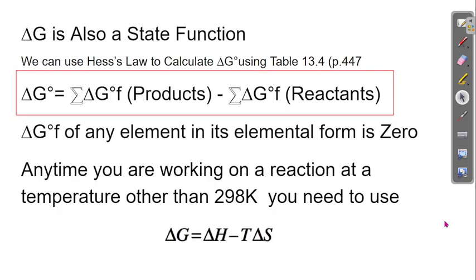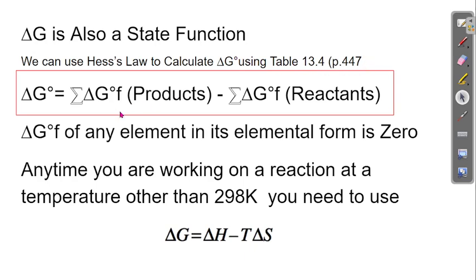Now, Gibbs free energy is also a state function, and if you remember what a state function was, it's a function or a value that is independent of the process in which you reach that value. Okay? The beginning and the end is what is important, the fact that you reach the end. So we can use Hess's law to calculate the changes in Gibbs free energy at standard conditions using table 13.4 on page 447. Good for us.